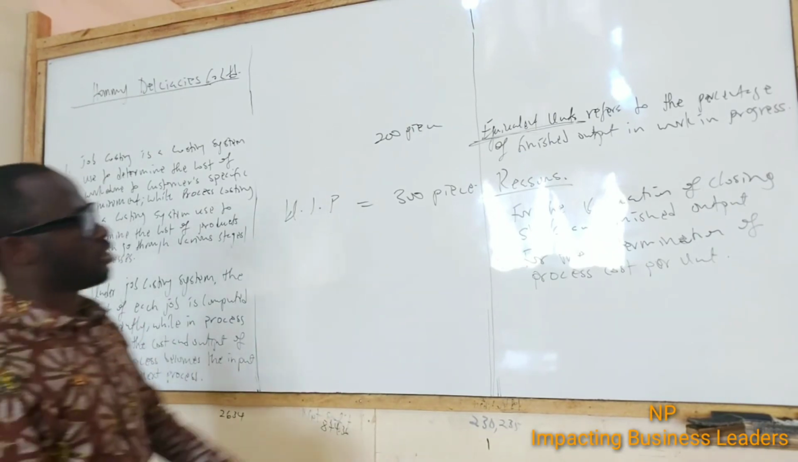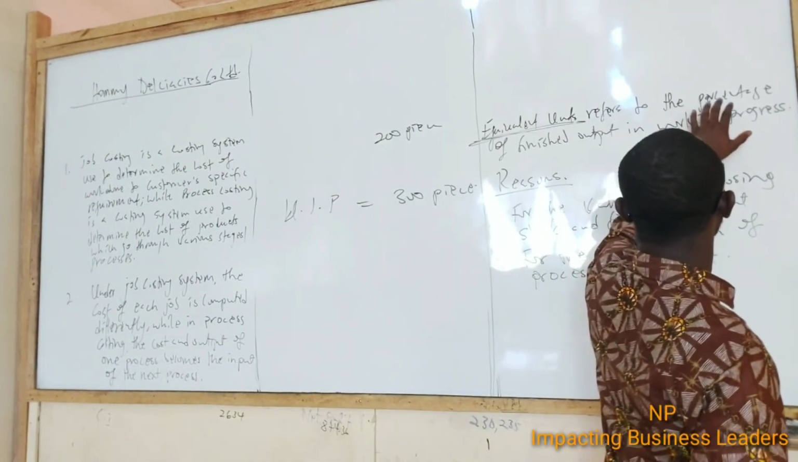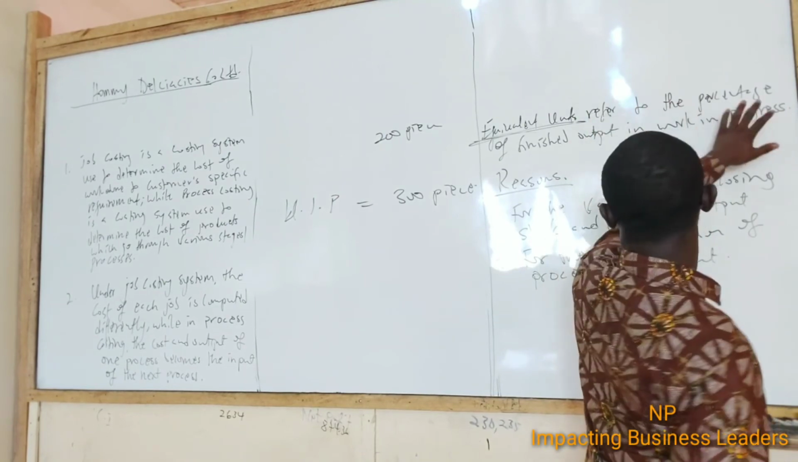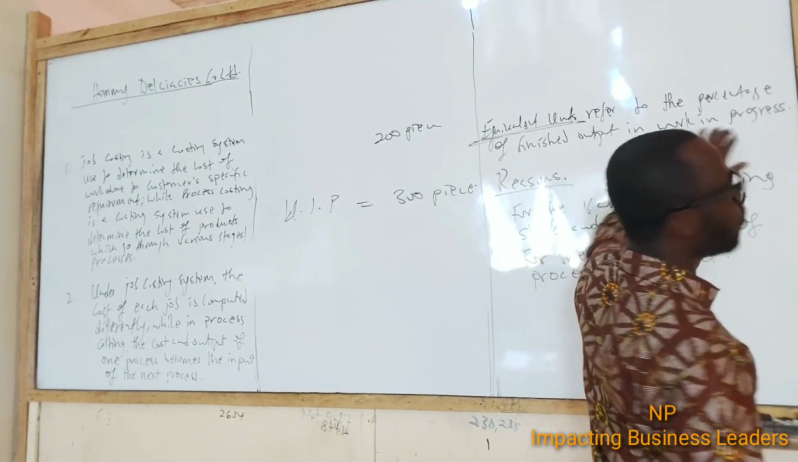Equivalent units refers to the percentage of finished output in work in progress.